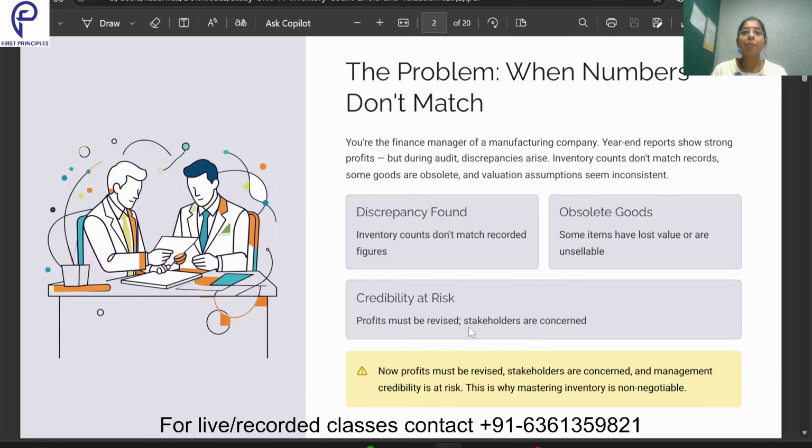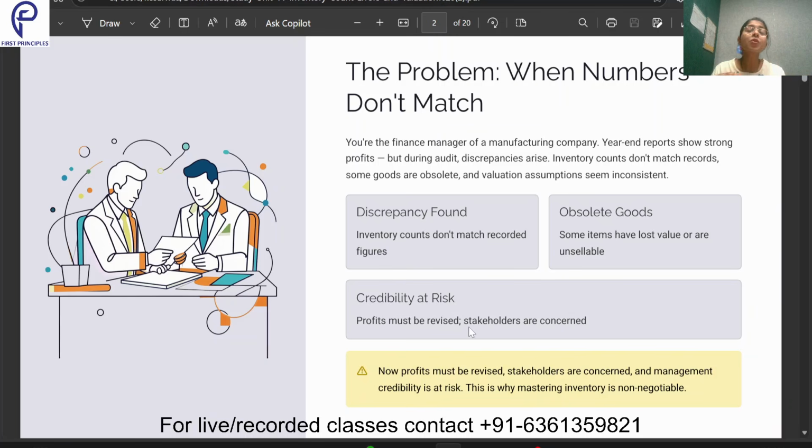How and why? Because I am listing that 1000 units of, say, XY goods are there in my warehouse, but in reality there are only 700 units. So my inventory is overstated, my balance sheet is overstated, right? My assets are overstated, to be precise.